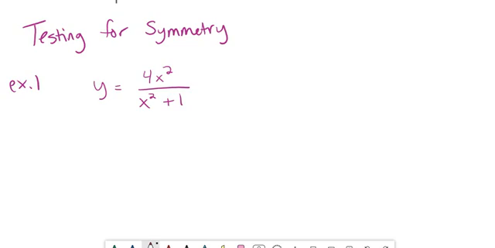So go ahead and write down example 1 under our testing for symmetry header, and that's y equals 4x squared divided by x squared plus 1.